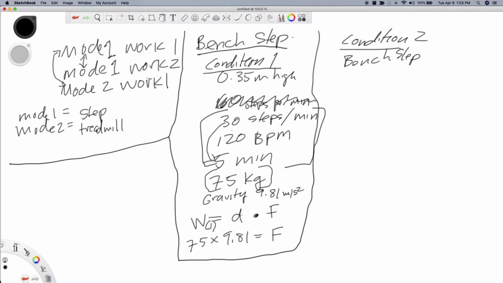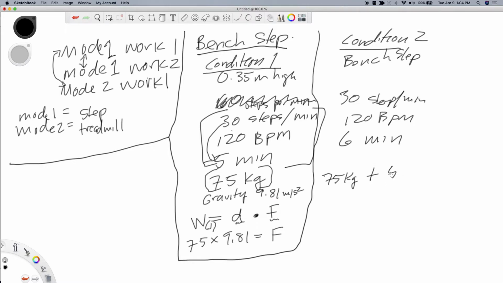So for condition 2, we'll do bench step. Let's say we do 30 steps per minute, 120 beats per minute. But this time we'll do it for 6 minutes, with body weight, so 75 kg, plus 5 kilograms of weight. So maybe you hold 2.5 kilogram dumbbells, and that's going to equal 5 kilograms of weight.